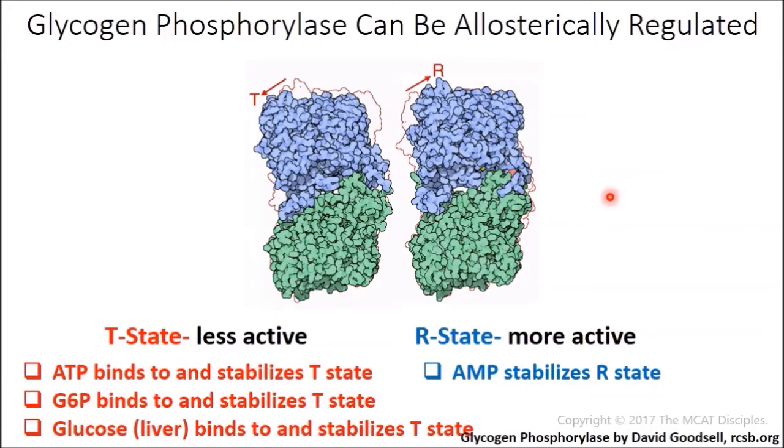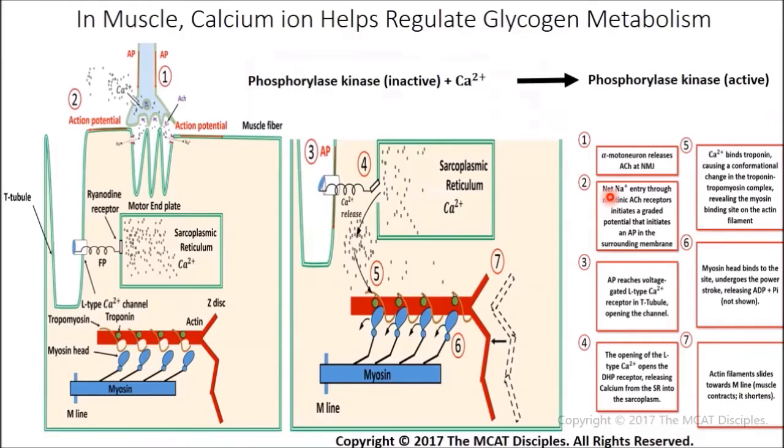It's the hormonal piece, but there's also the piece that happens in muscle tissue. So in muscle, calcium ion helps regulate glycogen metabolism, particularly glycogen phosphorylase. As you know, when you contract muscle, there's calcium release from the sarcoplasmic reticulum. That calcium binds troponin, causing a conformational change in the troponin-tropomyosin complex, revealing the myosin binding site on the actin filament. The myosin head binds and goes through cross-bridge cycling. Power stroke releases ATP hydrolysis products, ADP and inorganic phosphate. ATP binds, and now you are doing cross-bridge cycling.